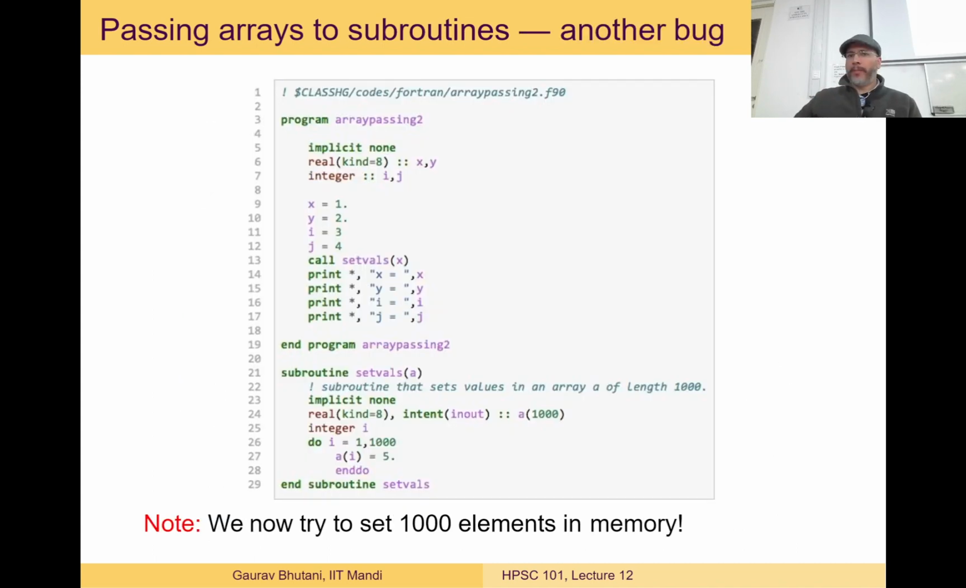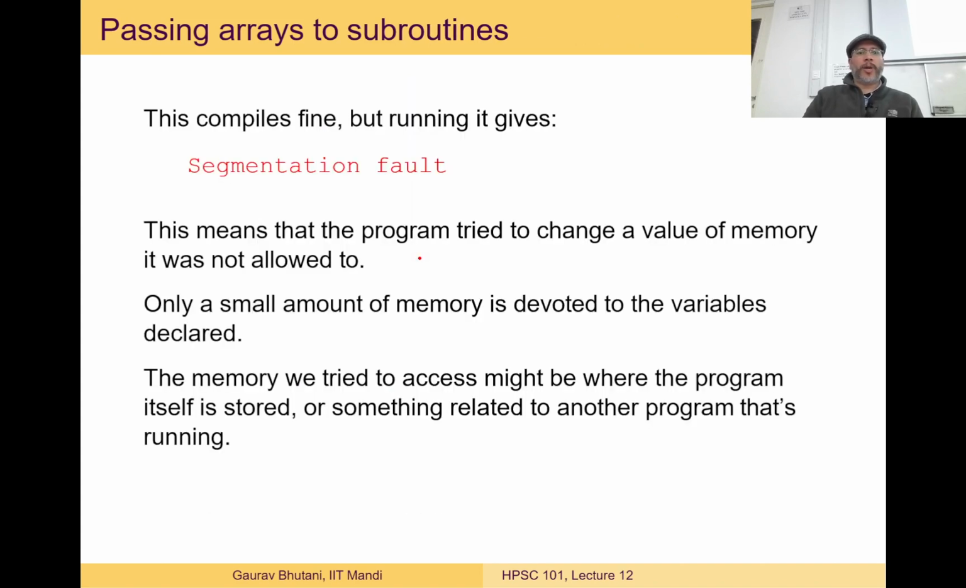Now there is another code, array passing 2.f90, which has a bug in it. The compiler will catch it again, I think, as well. So here what you're doing is you're trying to set 1,000 elements. So A is, instead of 3, of size 1,000, and you're passing x into it again. This time what may happen is it will compile, but at runtime it will say segmentation fault. This is a runtime error. It's a very standard error that we're trying to get.